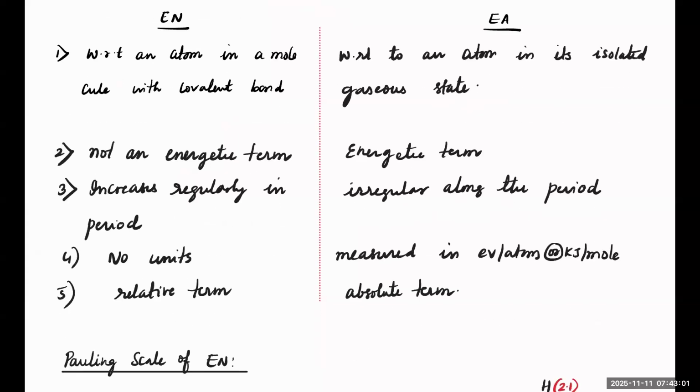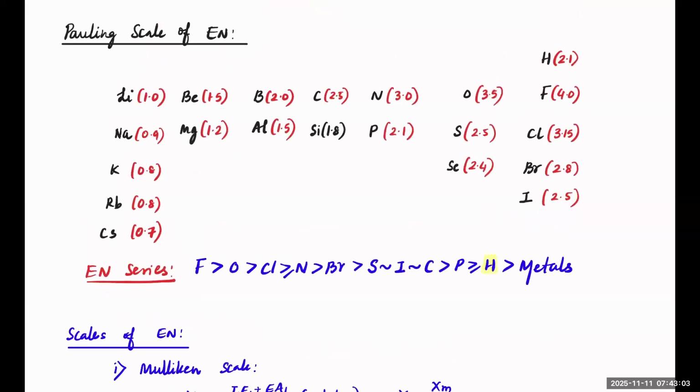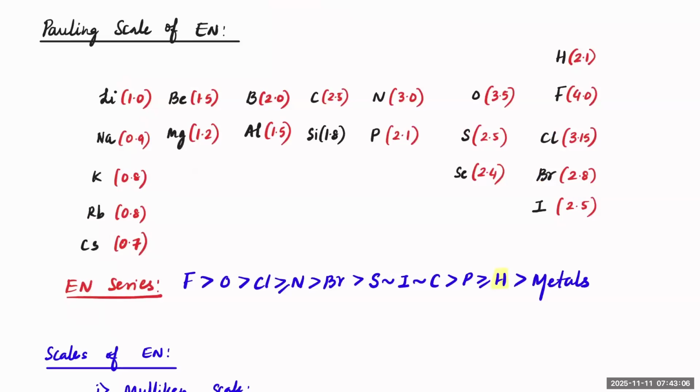Electronegativity-wise, you already know what the differences are. Just go through the Pauling scale once. What are the values you have? Just check the values quickly.